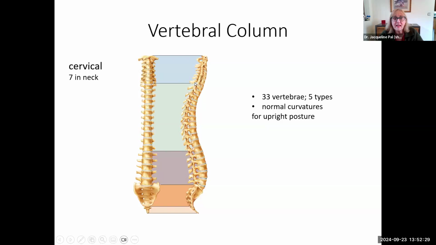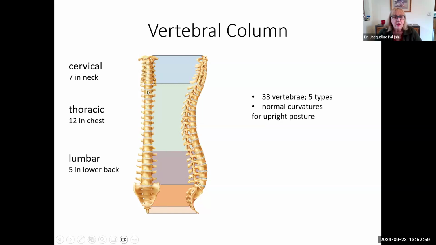Then in the chest area, we take the word that means chest, which is thorax, and these are called your thoracic vertebrae, and there are 12 of these. Below the thoracic vertebrae in your lower back area, there are going to be 5 lumbar vertebrae. So an easy way to remember how many of each of these are, like you eat breakfast at 7, you eat lunch at 12, and you eat dinner at 5.